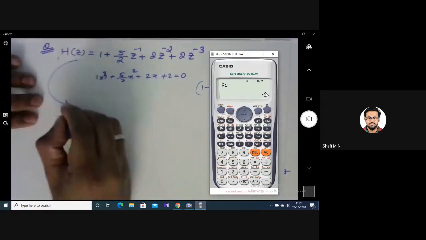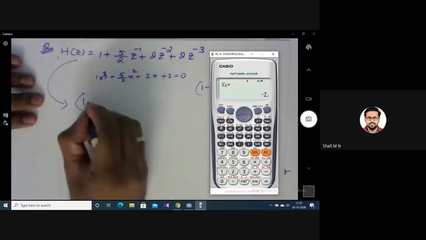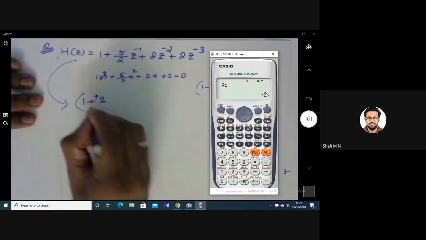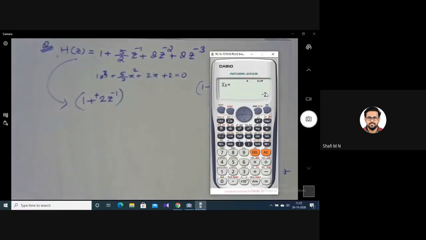So what you can write? This thing can be written like this. 1 minus, what is your solution? -2. So this will become plus z raised to -1 into. Correct?